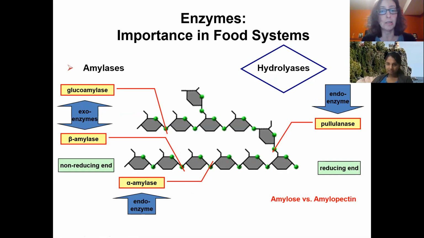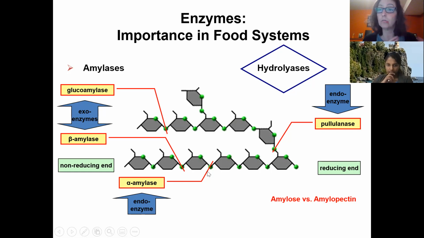I like this slide. It just shows where the different enzymes cut and which ones are exo and which ones are endo. That means if they're exo, they're basically working from the terminal ends, taking units from the terminals. If they're endo, that means they chop from the middle of the molecule. So glucoamylase takes one molecule at a time from the terminals. So it takes one glucose unit at a time.